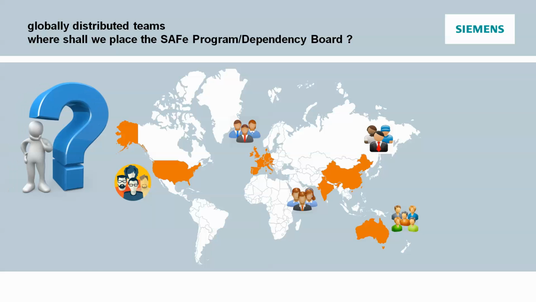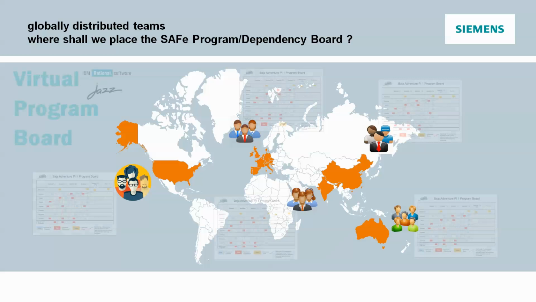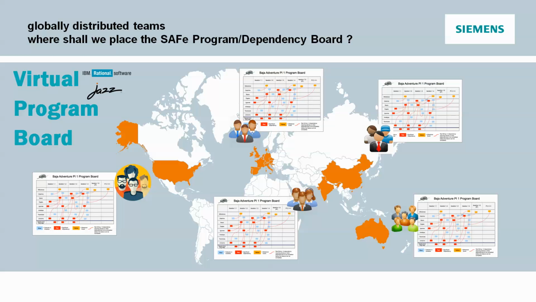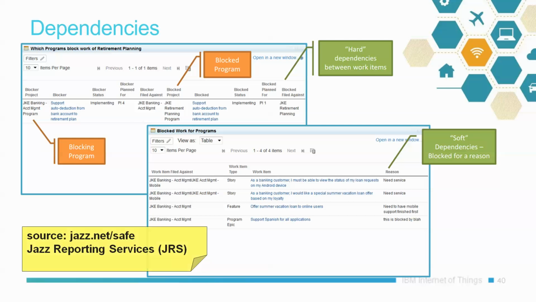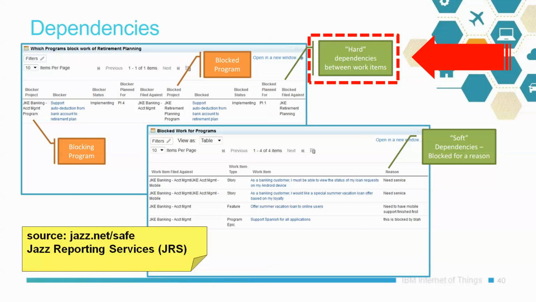Of course, IBM has the answer. With the JAS platform, we are able to provide a virtual program board. What do we get from IBM out of the box? You see here the dependencies, and out of the box we get, for SAFe 4.0, JAS reporting service reports. Basically, this is a table showing in a column the work items we are blocking or depending on. So this is very useful information. However, we aimed for a more sophisticated visualization for this dependency information.